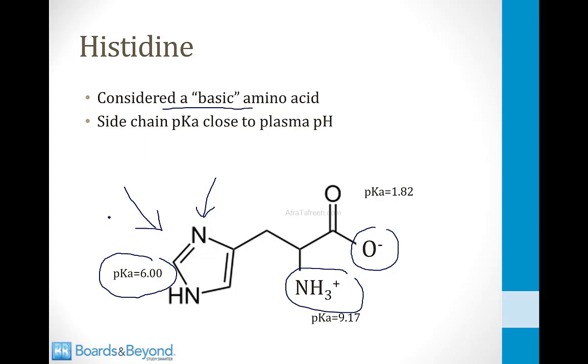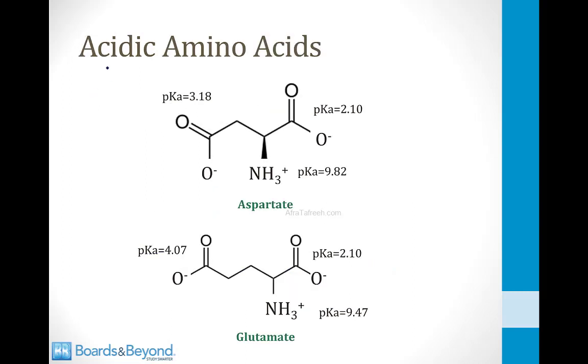Now that we understand basic amino acids, let's discuss acidic amino acids. There are two acidic amino acids, aspartate and glutamate. Let's talk about aspartate first. So at a plasma pH of 7.4, we will be above the pKa of the carboxylic acid group here. That means we will be most likely to find this negatively charged.